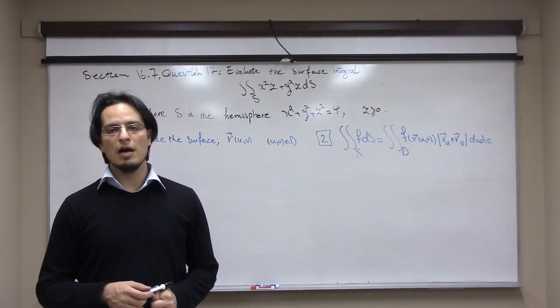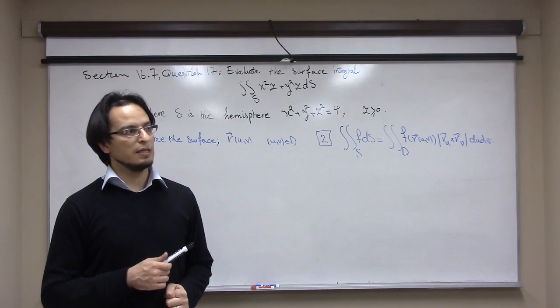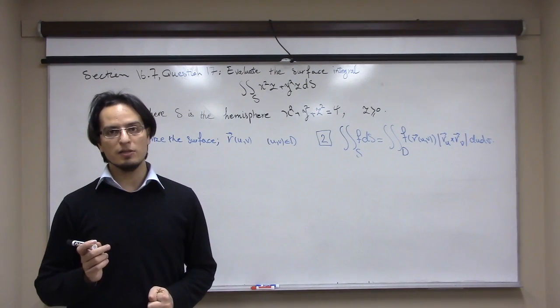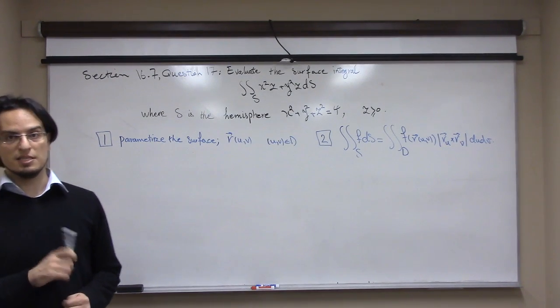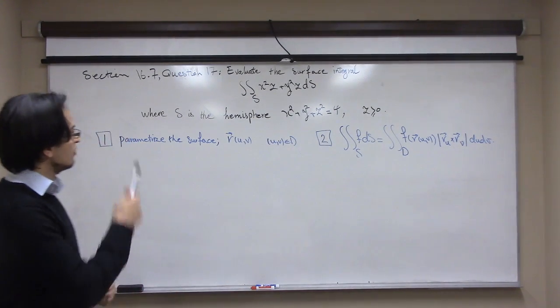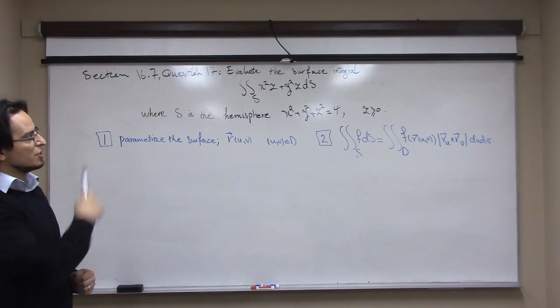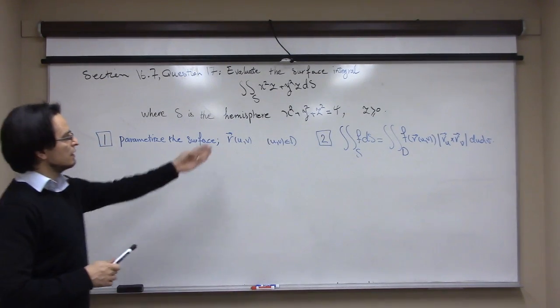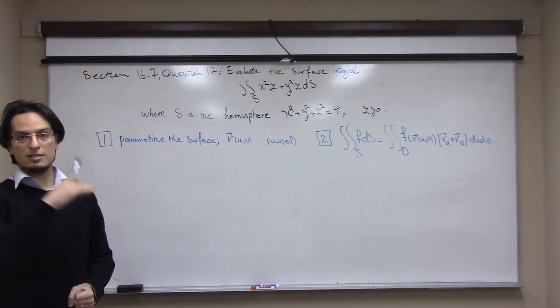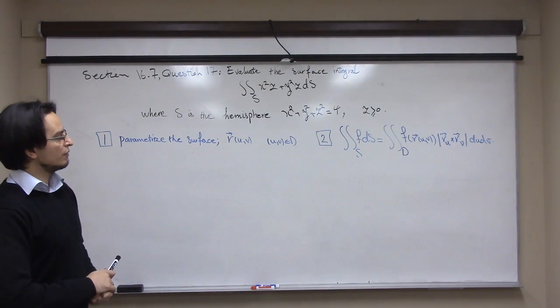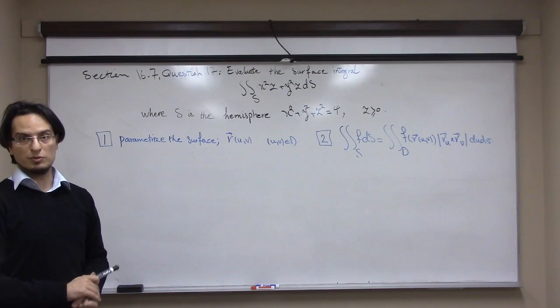In this video, I will continue doing a question that I did in another video. It was question 17 from section 16.7. The question was to evaluate the surface integral of x squared z plus y squared z, where S is the upper hemisphere of radius 2 centered at the origin.